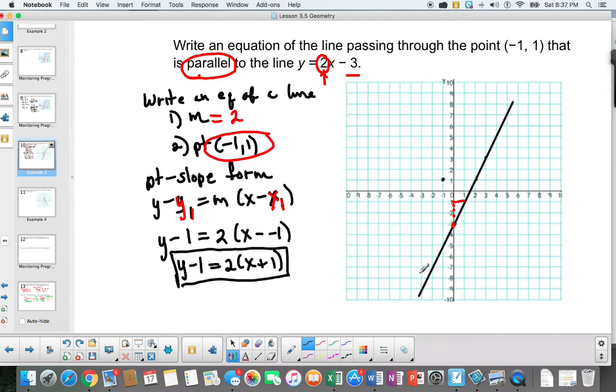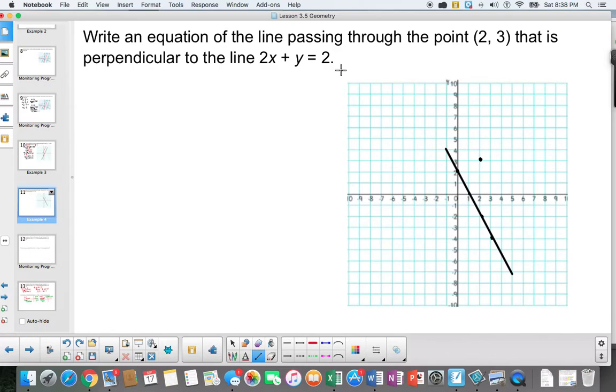Now I'm going to go ahead and graph this. And so here I am at this point -1, 1, and I'm going to go through a slope of 2. So up 2 over 1, up 2 over 1, up 2 over 1, and then I'm going to use my line tool and go ahead and draw the line, and you can see it's parallel. Okay, let's now find an equation of a line that's perpendicular.